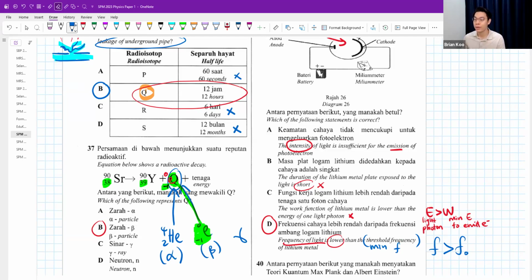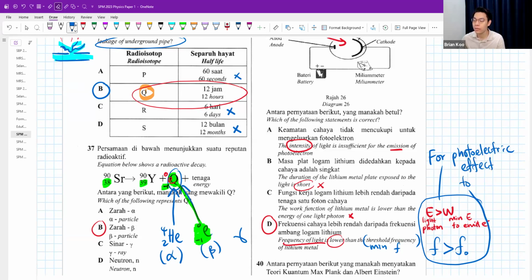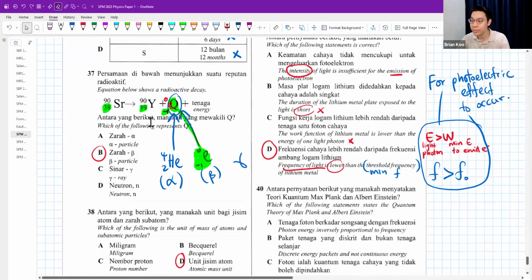For you to have photoelectric effect, these are the two criteria for photoelectric effect to occur. This is one of the basic things for photoelectric effect. The energy must be bigger than the work function, or the frequency must be higher than the threshold frequency. Okay.